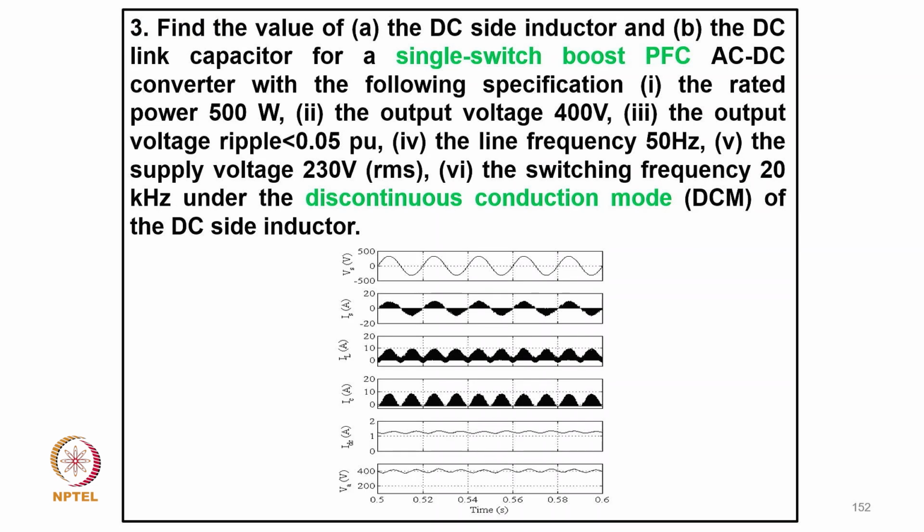So coming to numerical problem three: find the value of the DC side inductor and the DC link capacitor of a single switch boost PFC AC-DC converter with the following specification. The rated power 500 watt, the output voltage 400 volt, the voltage ripple less than 5%, the line frequency 50 Hz, the supply voltage 230 volt, and the switching frequency 20 kHz under the discontinuous conduction mode of the inductor.